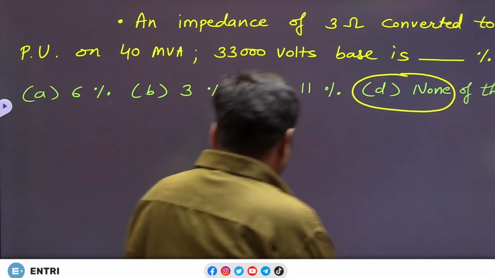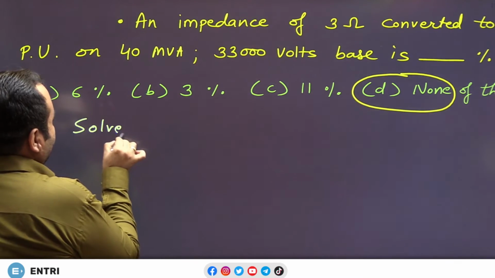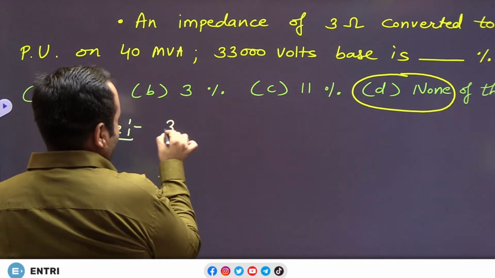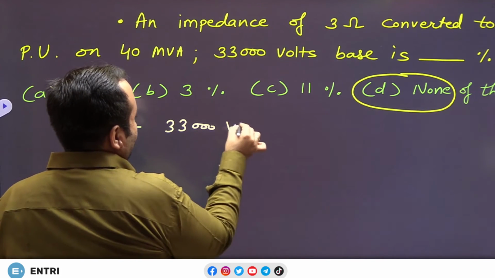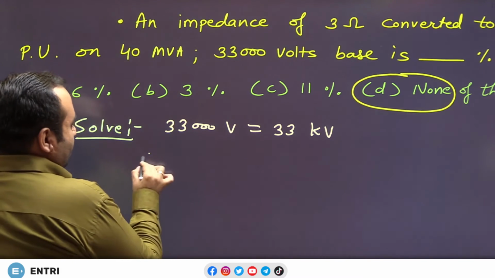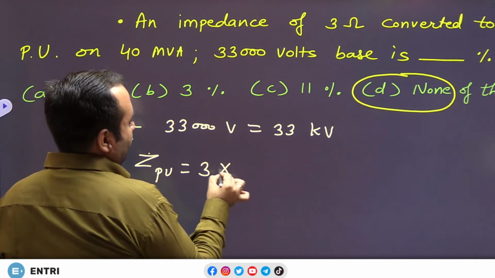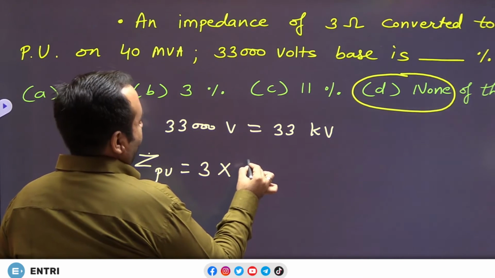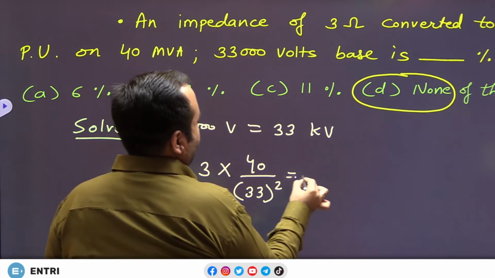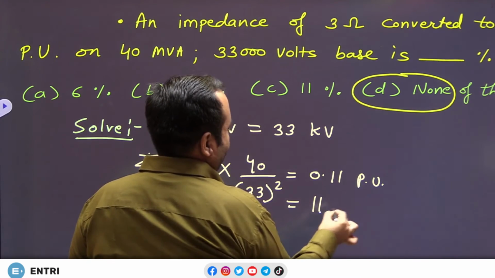So what is the solution? Sir, 33,000 volts means 33 kV. Yes, you got it right. 33,000 volts is 33 kV. So Z per unit is what? Actual value into MVA, that is 3 into 40 upon 33 squared. I think 0.11 per unit or 11%.